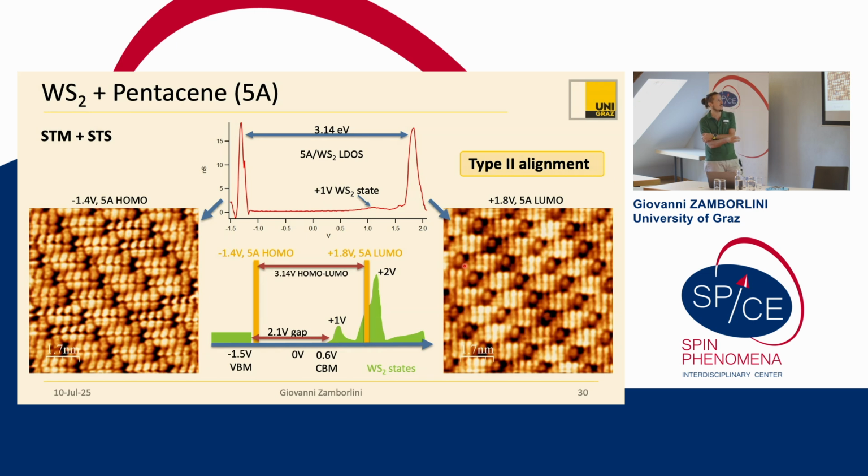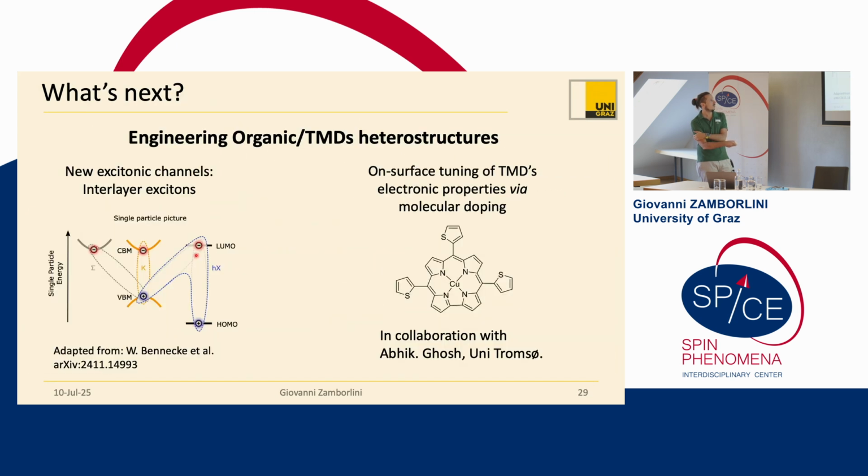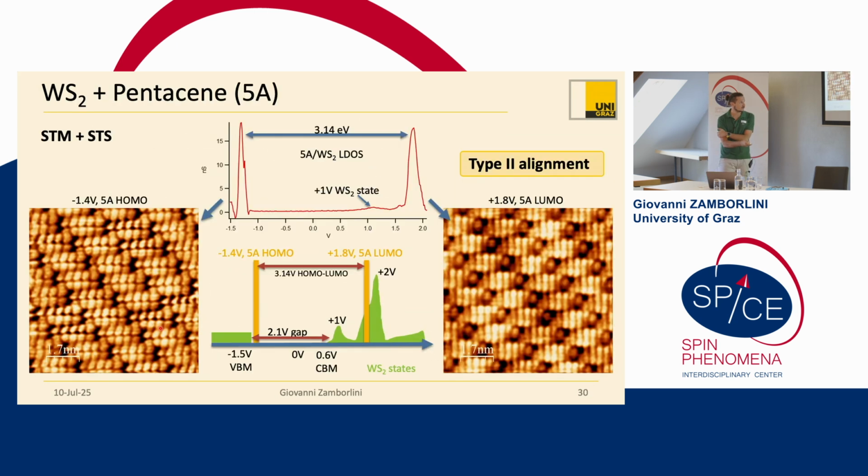So where we are standing at the moment is that we adsorb our molecules. We start with pentacene on tungsten sulfide. And here we have a preliminary characterization of our interface. Our molecules are very well ordered, which is good for doing photoemission experiments. And what we see is that we have a type 2 alignment heterostructure, which is slightly different from what they show here, which is a type 1.